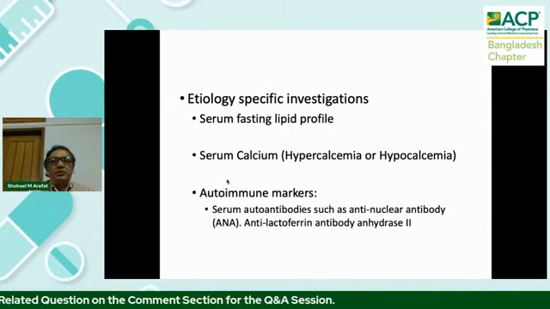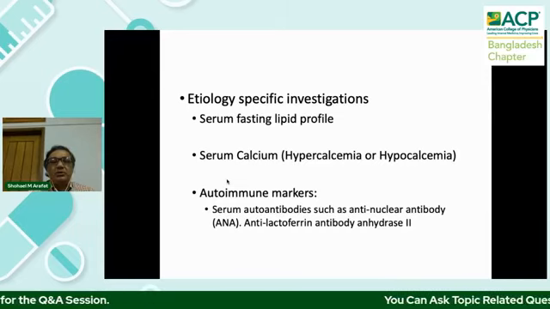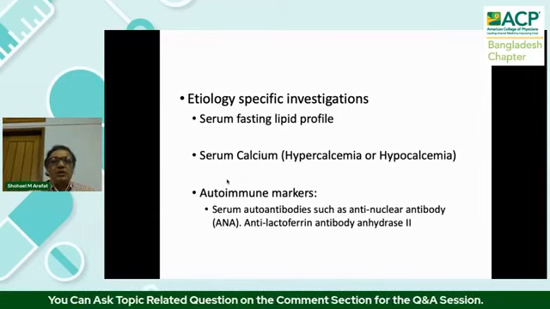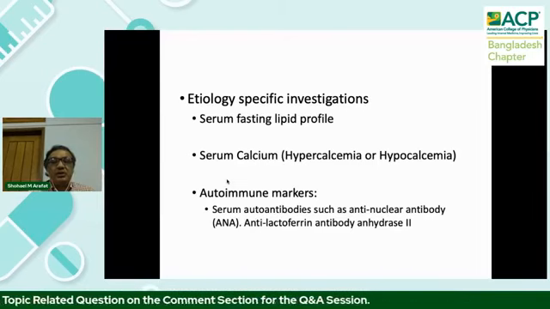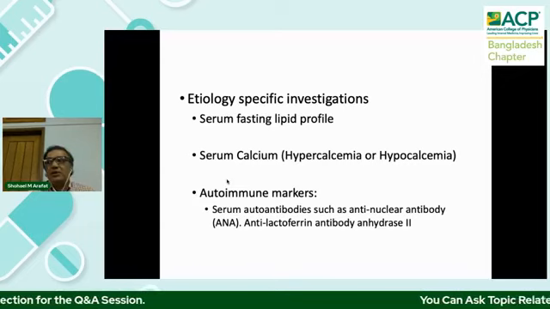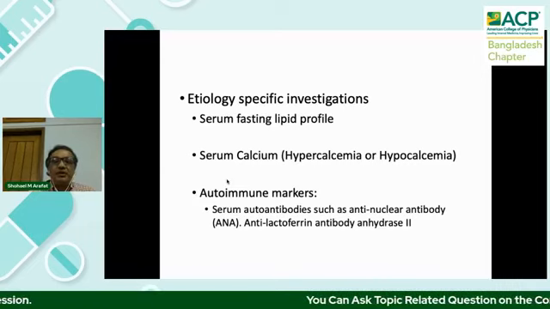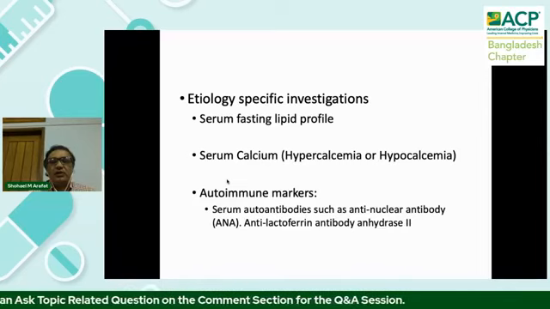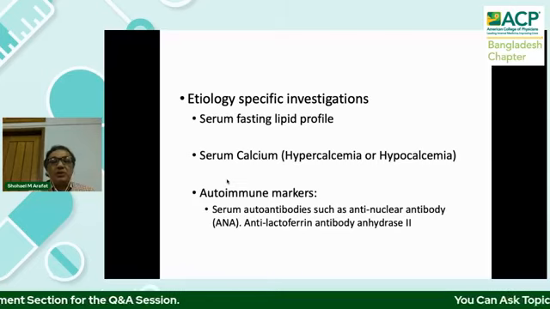A few more investigations you have to do. The fasting lipid profile. Among the fasting lipid profile, we should give close attention to the hypertriglyceride levels. Then serum calcium, because we can find hypercalcemia, which might be the cause of acute pancreatitis. Sometimes hypocalcemia, which might be due to the effect of the pancreatitis, because there is a lot of saponification, that is, when fat is digested by the lipase enzymes. The saponification absorbs the calcium, so there is hypocalcemia.